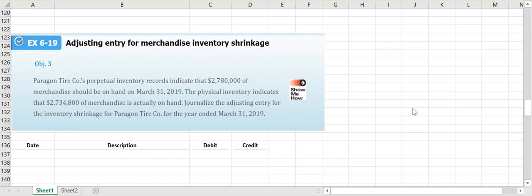The physical inventory count indicates that they actually only have $2,734,800 of merchandise. So we need to journalize the adjusting entry for the inventory shrinkage for our company at the end of the year.